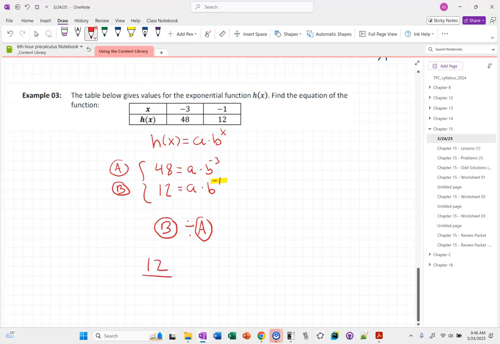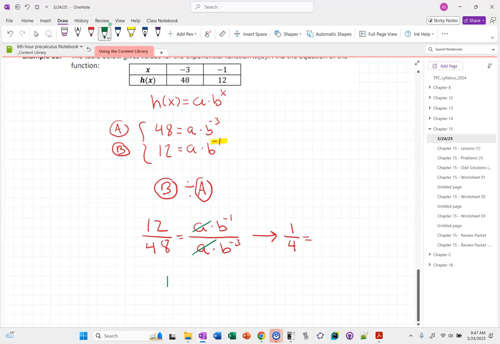So the left-hand side is going to be 12 divided by 48. And the right-hand side is going to be a times b to the -1 divided by a times b to the -3. So far, so good. 12 over 48 reduces down to 1/4. The a's will cancel out. That's the elimination happening. And then how do I divide b to the -1 by b to the -3? It's the formula.